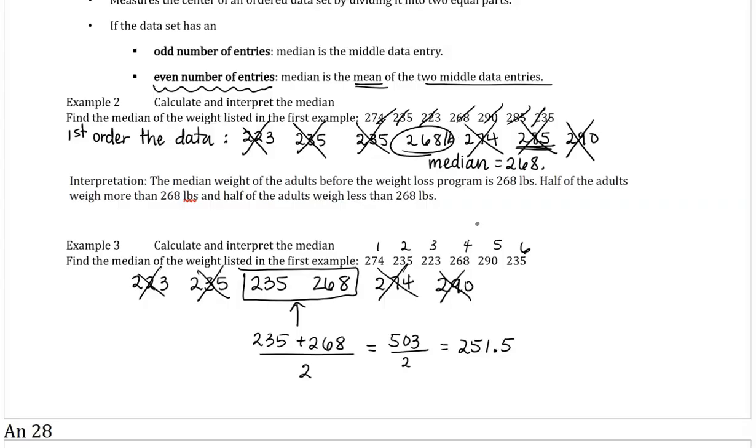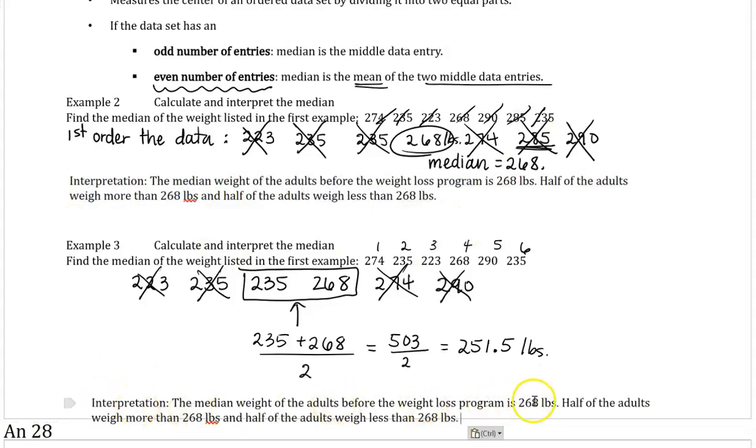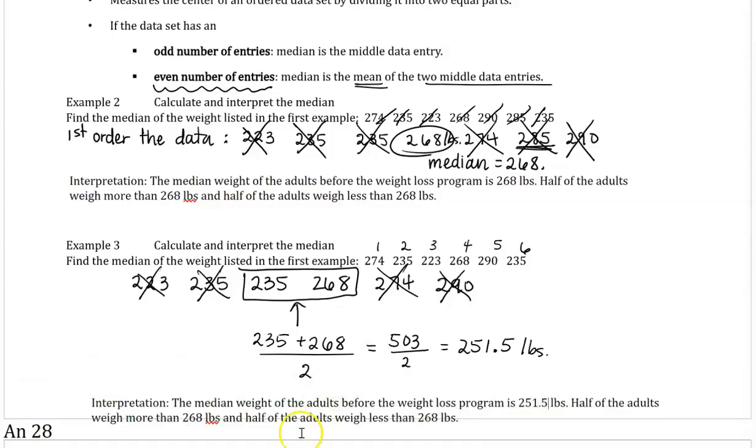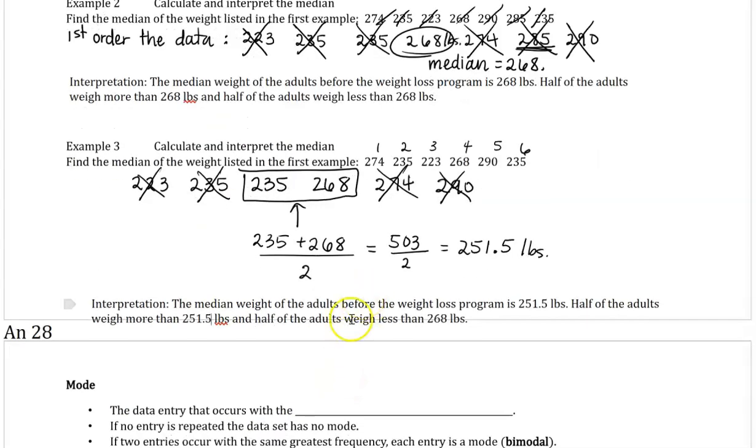And this is in pounds. Let's put some units on here. Pounds. Okay, so I could also interpret that very similarly. I'm actually just going to copy and paste this. And I'm going to say this median is 251.5 pounds, which means that half of the adults weigh more than 251.5 pounds and half of the adults weigh less than 251.5 pounds. Okay, that's the same interpretation that we had before when we were interpreting the median.